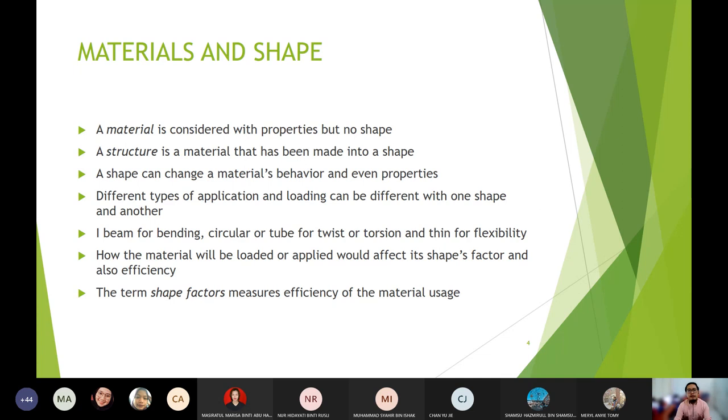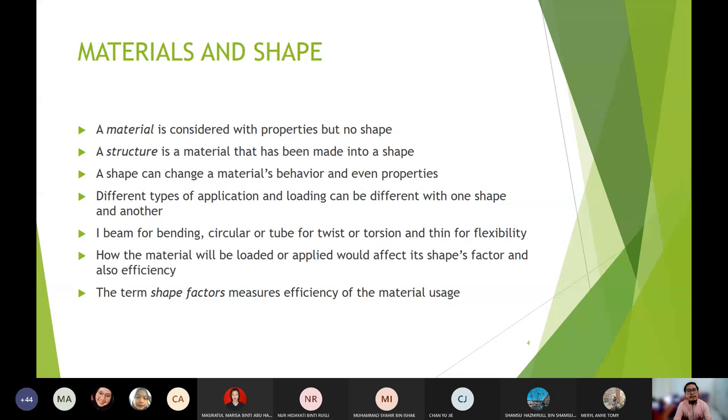A square shape of mild steel, for example, behaves differently if the shape is an I-beam in bending. For axial loading, the square shape is better than the I shape, but for bending it's better for an I shape. So that's what the I-beam is for, bending. Circular or tube is for twist or torsion, and thin is for flexibility, as I mentioned just now, like graphene. And how the material is loaded would affect its shape factor and also efficiency.